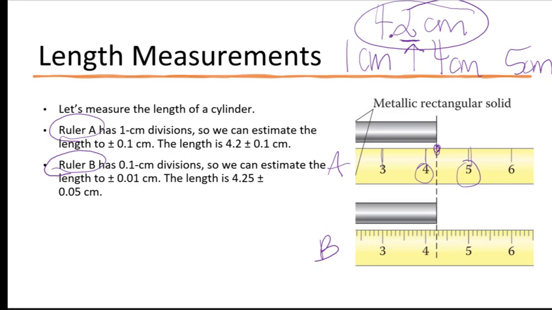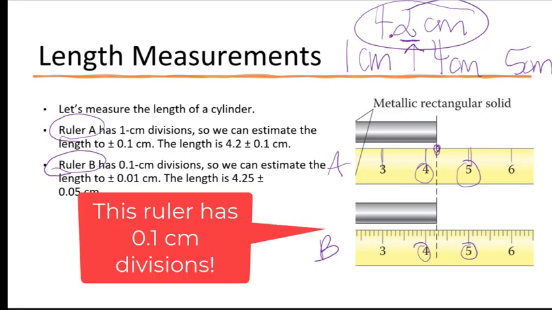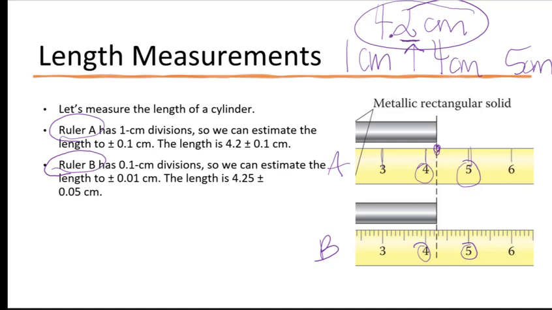Let's look at ruler B. Here I'm going to say, hey look, I've got 4 centimeters, I've got 5 centimeters, but there's more tick marks. What do these tick marks mean? If I counted, there should be 10 tick marks in between each one. So I can be exact to the tenths of a centimeter. Here I could only be exact to the ones.